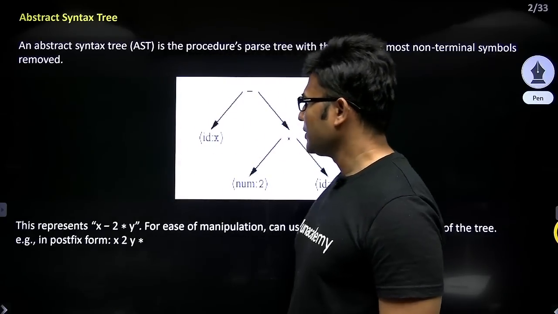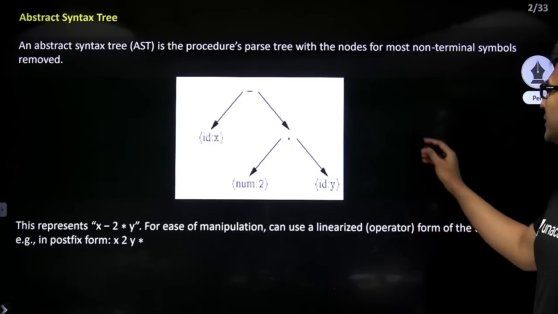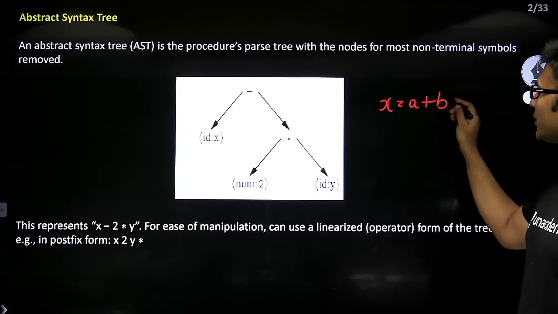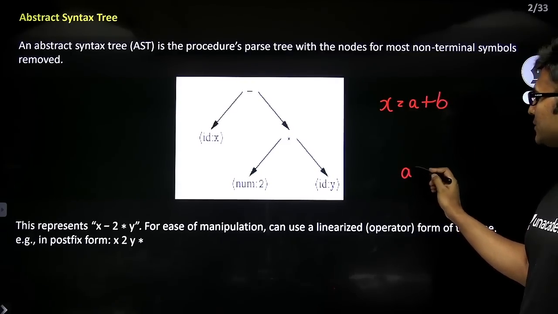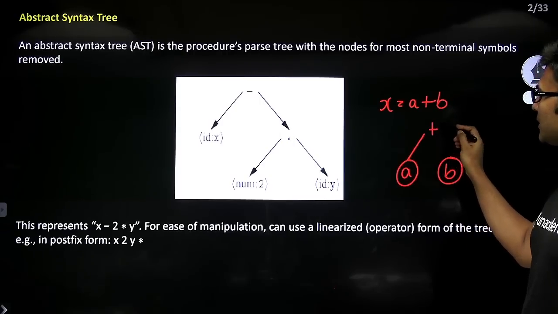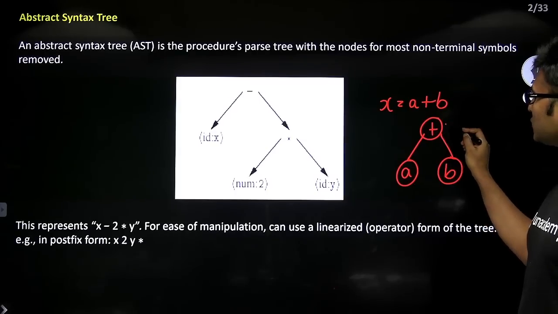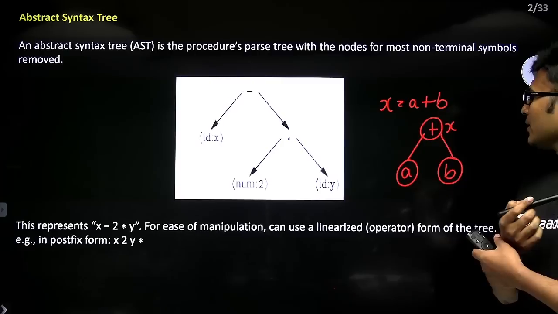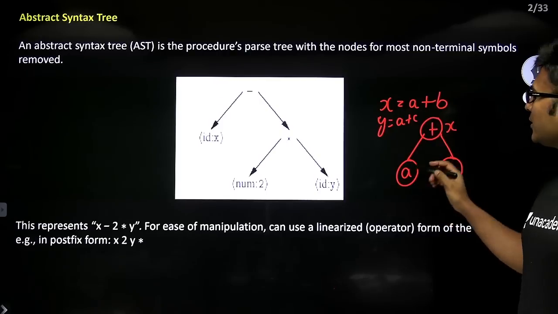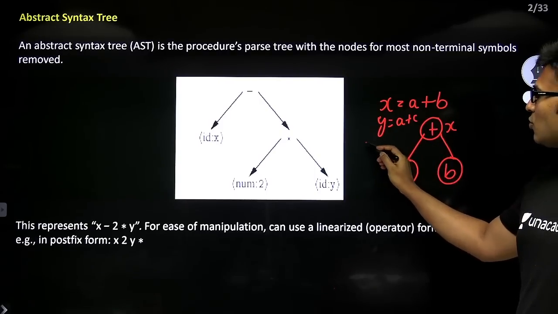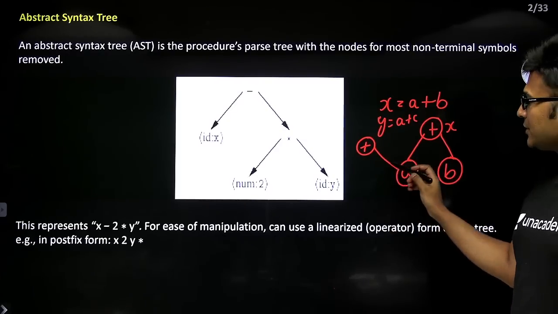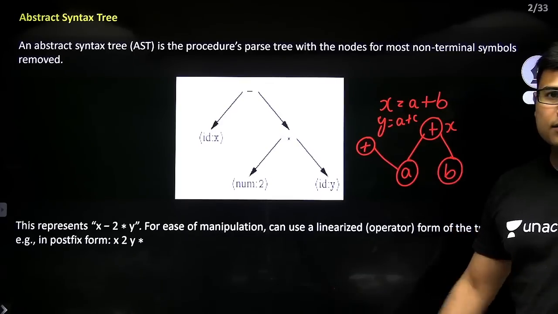What I mean to say is, let us say x equal to a plus b is there. Then abstract syntax tree will take a and it will take b, and then it is going to apply plus, and this node will be labeled x. Now later if I say y equal to a plus c, then one more node y will be created, but abstract syntax tree will not take the existing node a, DAG will take a.